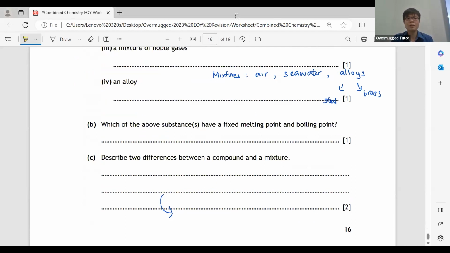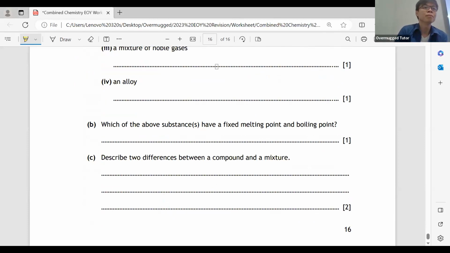Okay, then which of the above substances have a fixed melting point and boiling point? The note, is it? Oh, does it chem bio or chem bio? Okay. I'll take for you in a bit. After this, we take 5 minutes break, okay?